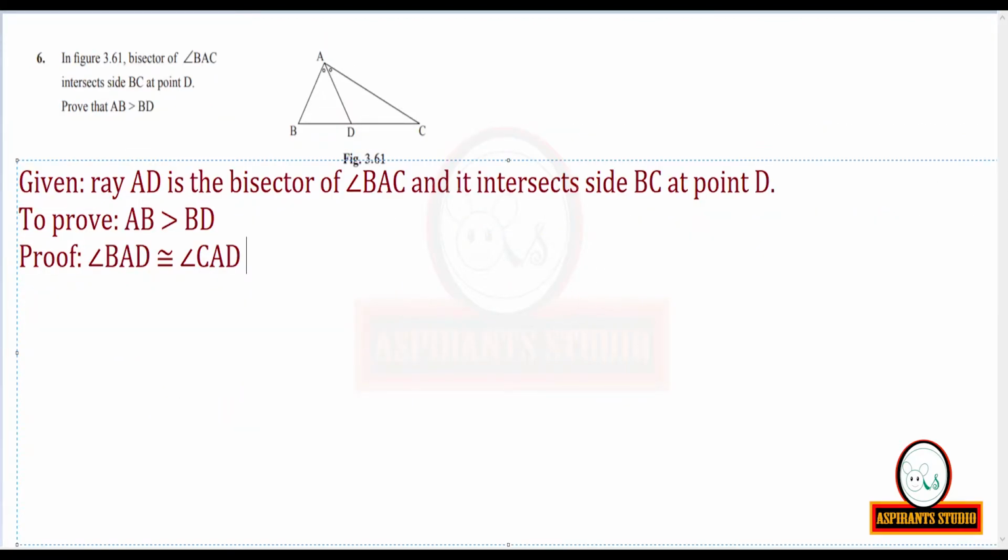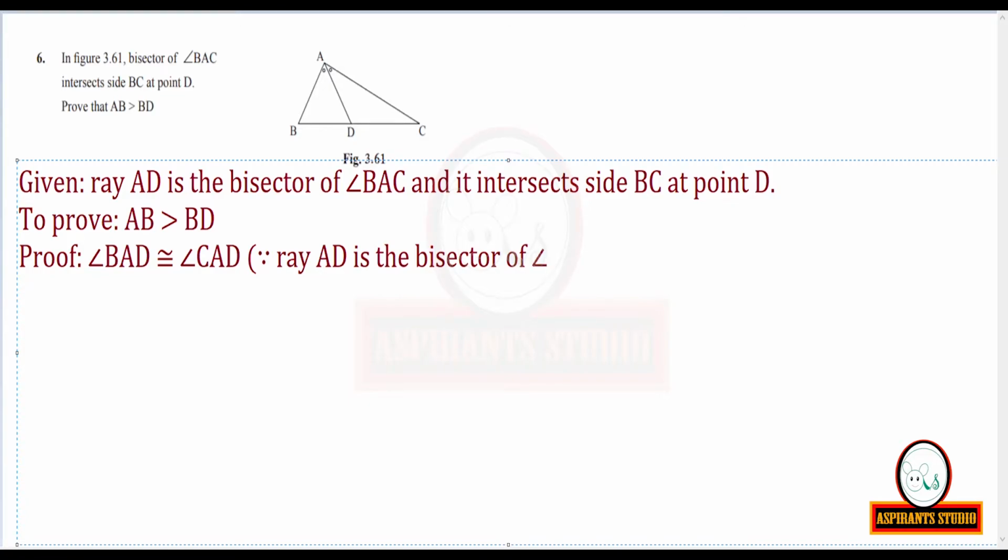Now coming to the next problem, question number 6. In the figure, bisector of angle BAC intersects side BC at point D. We have to prove that AB is greater than BD.